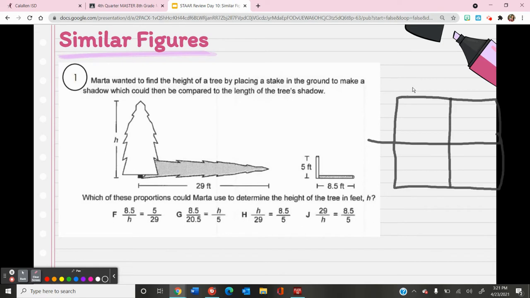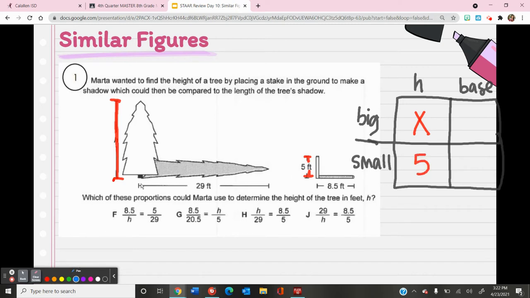So setting up these box and tails, we're going to have a big tree and we have a small tree. Then we're going to have the height of our tree and the base of our tree. So setting this up, my height will be red, or whatever color you want to use. So here I have the height. The height of my big tree is what we're solving for, so that is x. Then the height of my small tree, or the small stake, is 5 feet. So the small height is 5.